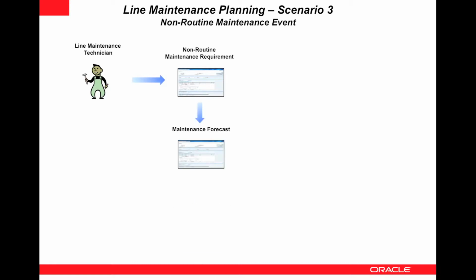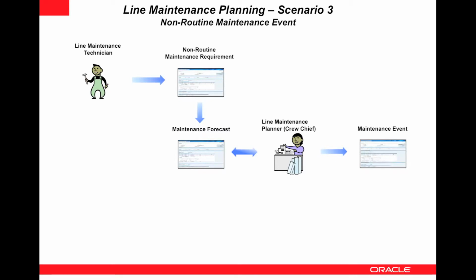Once a non-routine is created, it's automatically available in the maintenance forecast for the affected aircraft. And the planner can take the cMRO planning workbench and review and plan for those non-routines by either creating a new maintenance event or adding them to an existing one. Once again, when these maintenance events are being pushed to production, the line maintenance technician can pick them up, resolve the issue, and close the non-routine.